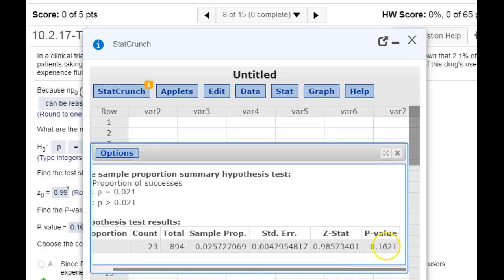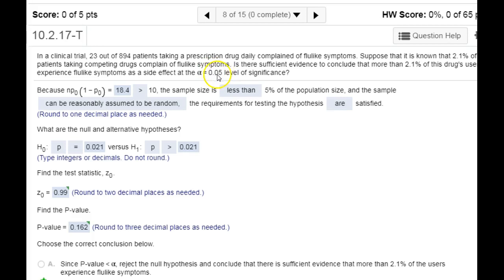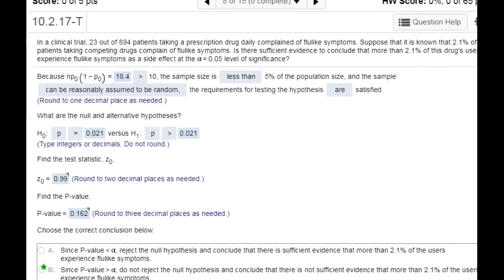And so going with the p-value approach, if this is greater than alpha, we do not reject the null hypothesis. If the probability of getting a sample like we have here is less than alpha, that's when we reject the null hypothesis. So we need to look at what our alpha is. And we have 0.05 for our significance level. Alpha equals 0.05. And so that helps us get our conclusion here.